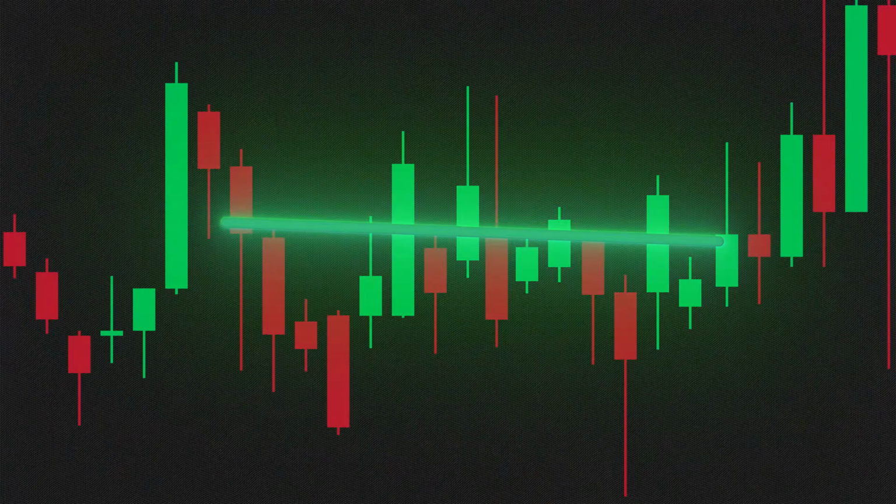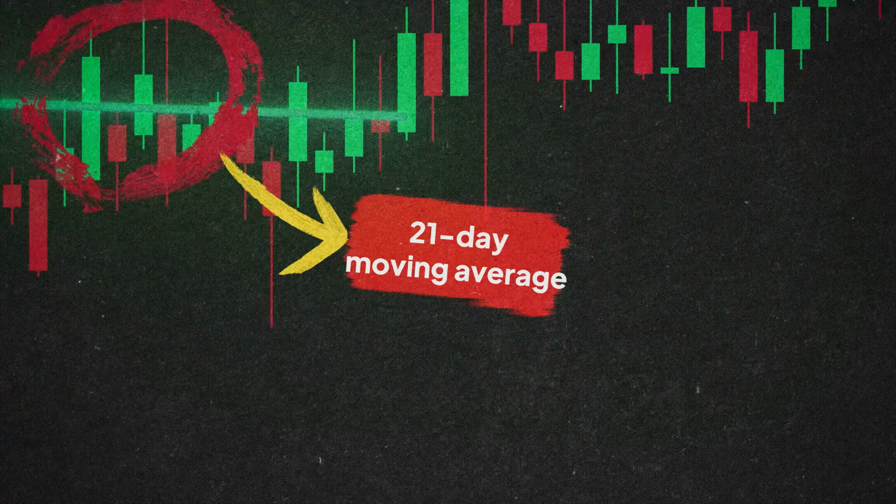Back in 2017, I was just getting into technical analysis. A friend invited me over, I opened a NASDAQ chart on his laptop, and then he said, see this line here? That's the 21-day moving average. When the price crosses it, you buy. When it crosses below, you sell. So I thought, wow, this is easy. Why didn't anyone show me this before?